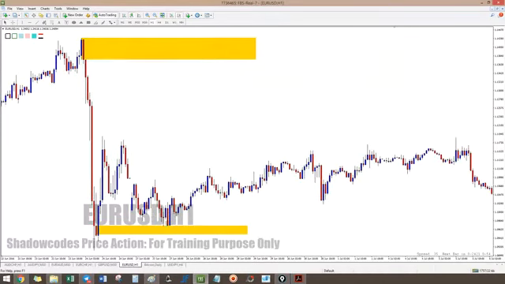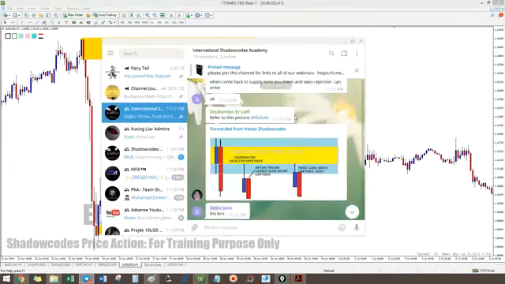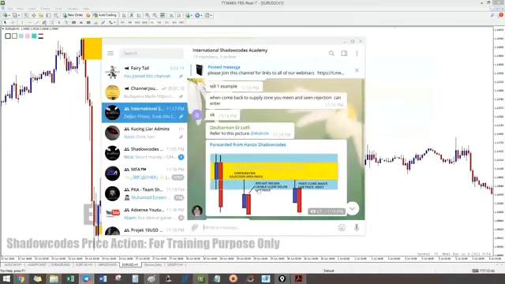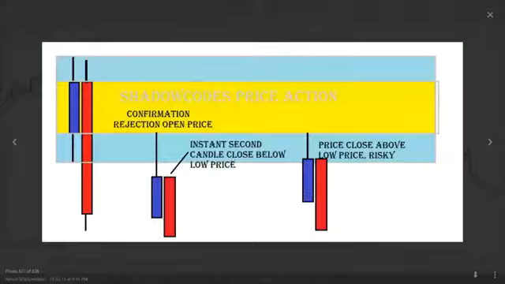Okay. Does this apply? Good. Tell one example, when it comes back to the supply zone, you mean seeing rejection can enter. Okay. Look, for entry, I already repeat this thing a lot of times. Okay. You just need to wait for confirmation.